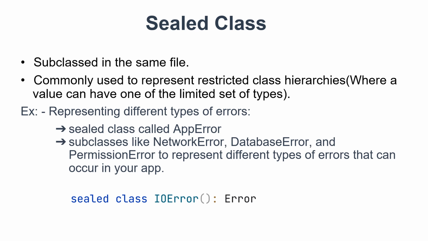For example, you might use a sealed class like AppError with subclasses such as NetworkError, DatabaseError, and PermissionError to model and handle different types of errors in an application. Sealed classes help create a clear and exhaustive structure for handling specific and predefined scenarios. We will talk more about sealed classes in the next video.